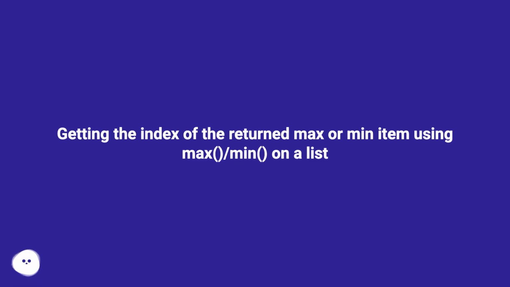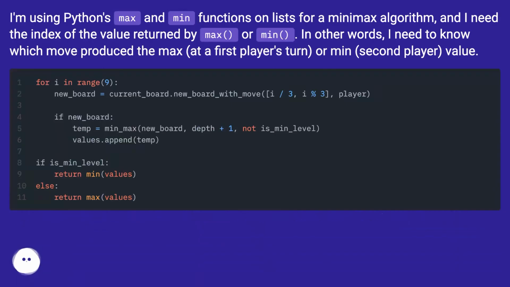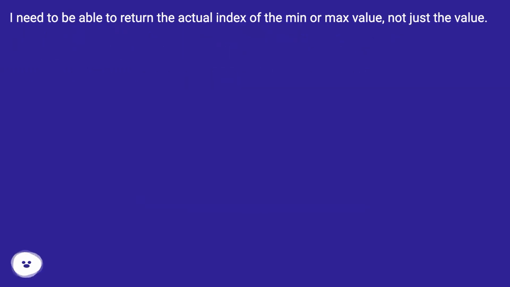Getting the index of the returned max or min item using max/min on a list. I'm using Python's max and min functions on lists for a minimax algorithm, and I need the index of the value returned by max or min. In other words, I need to know which move produced the max at a first player's turn or min, second player, value. I need to be able to return the actual index of the min or max value, not just the value.